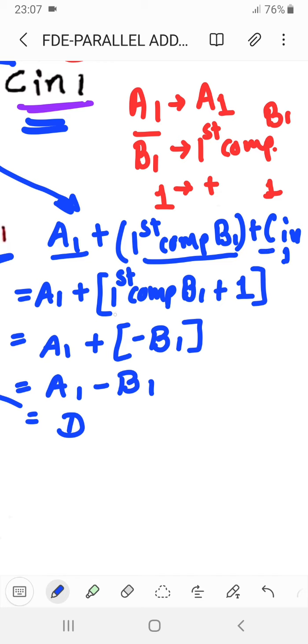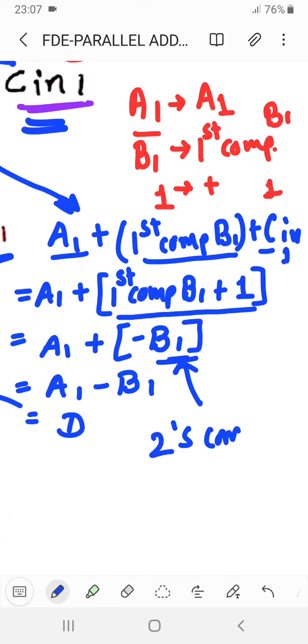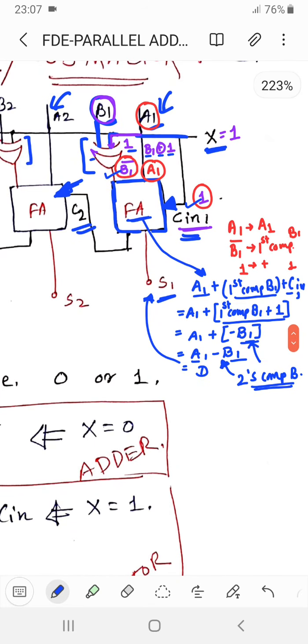By nature, the first complement of any binary number, when you add 1 to it, gives you the 2's complement. So this is known as the 2's complement of B, and the 2's complement of B is nothing but the difference between the first digit and the second digit. So I hope you are understanding the concept of subtraction here.